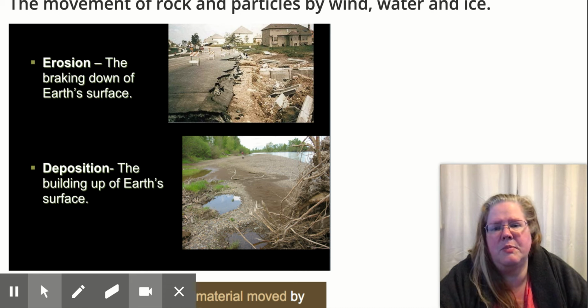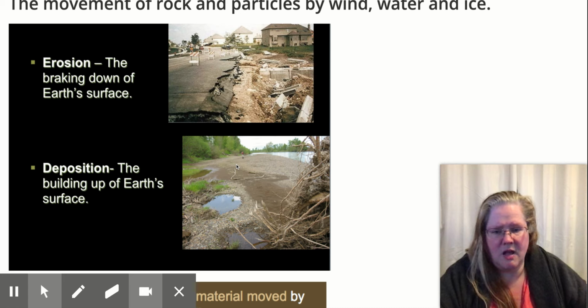This is a slump. You can see it's moved down. This is a river, and you can see where it is actually floodplains. This is all movement of sediment.